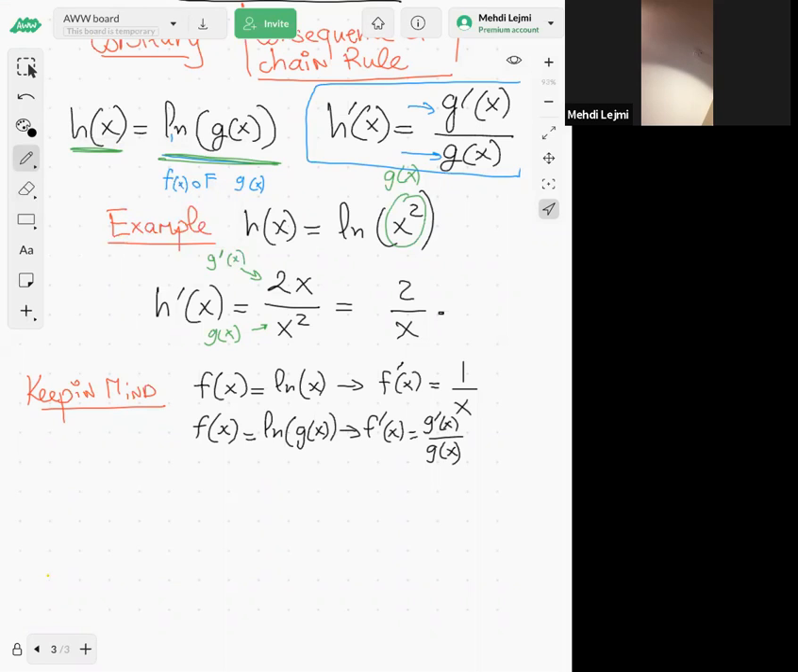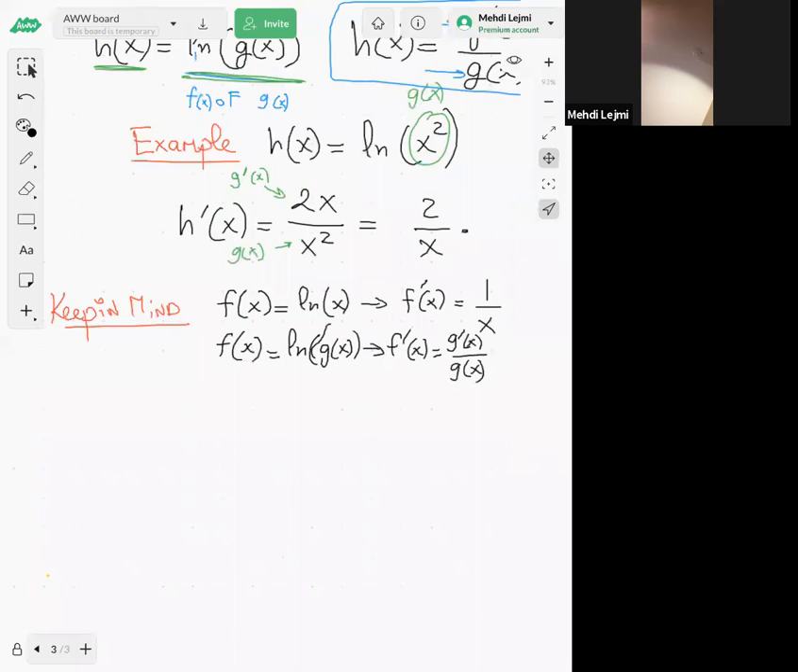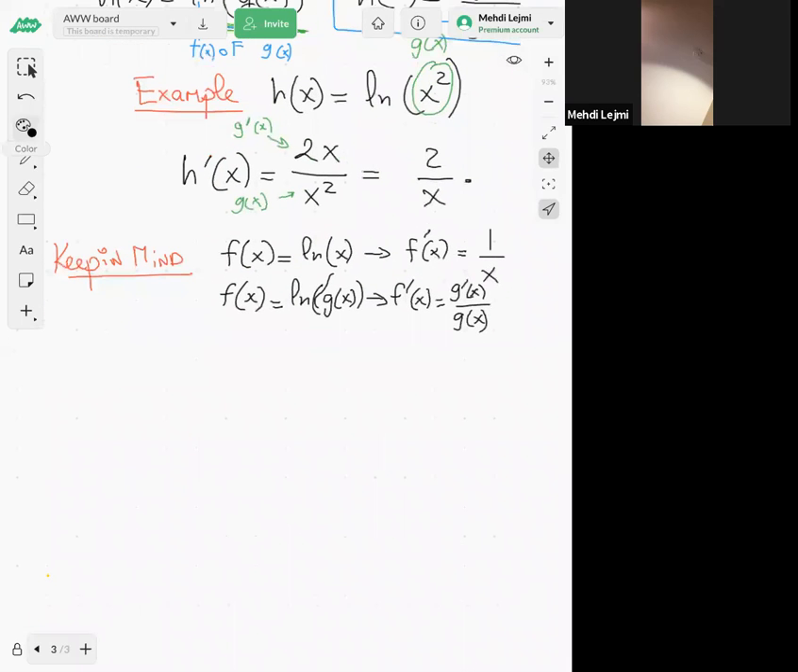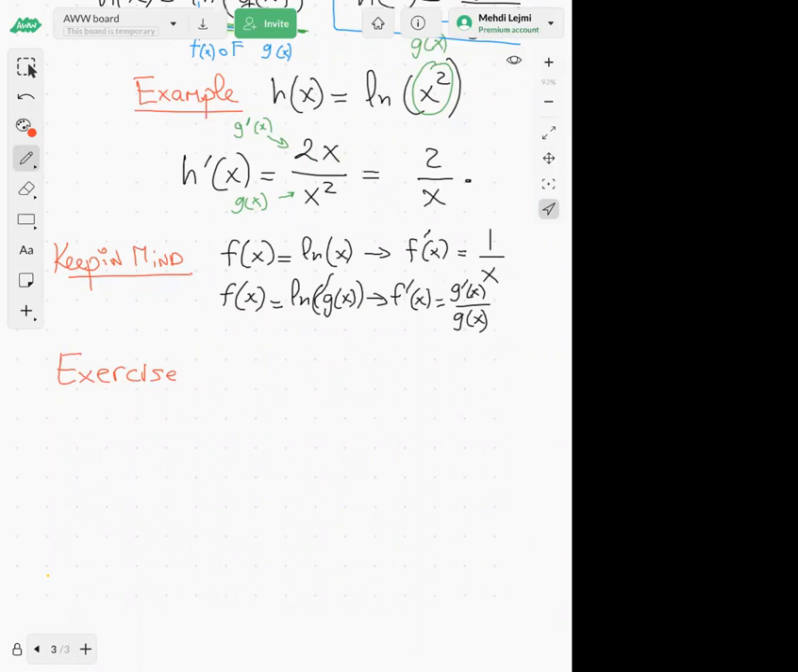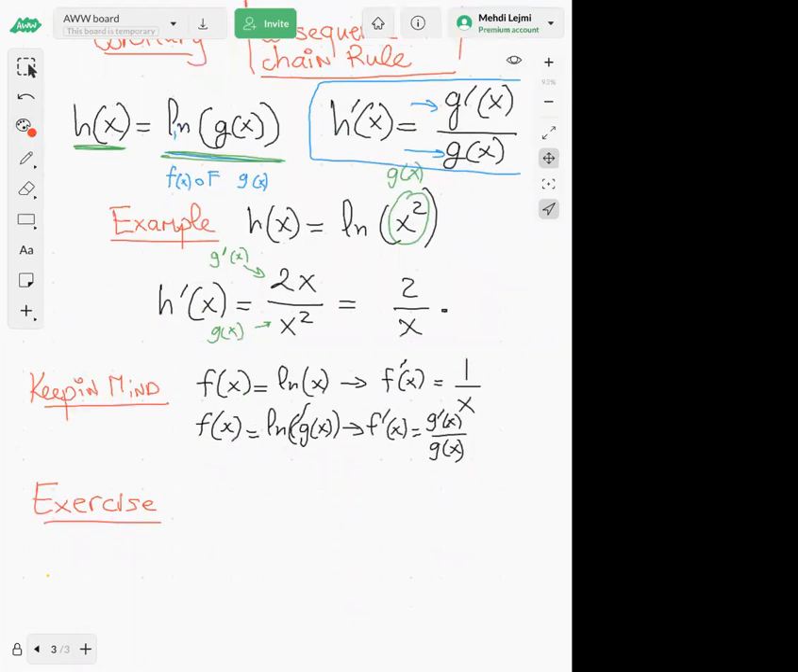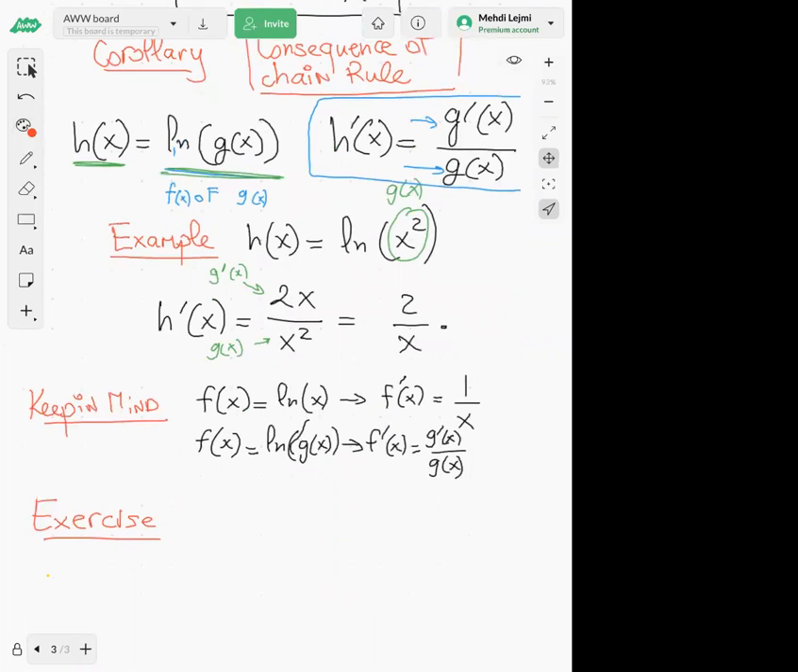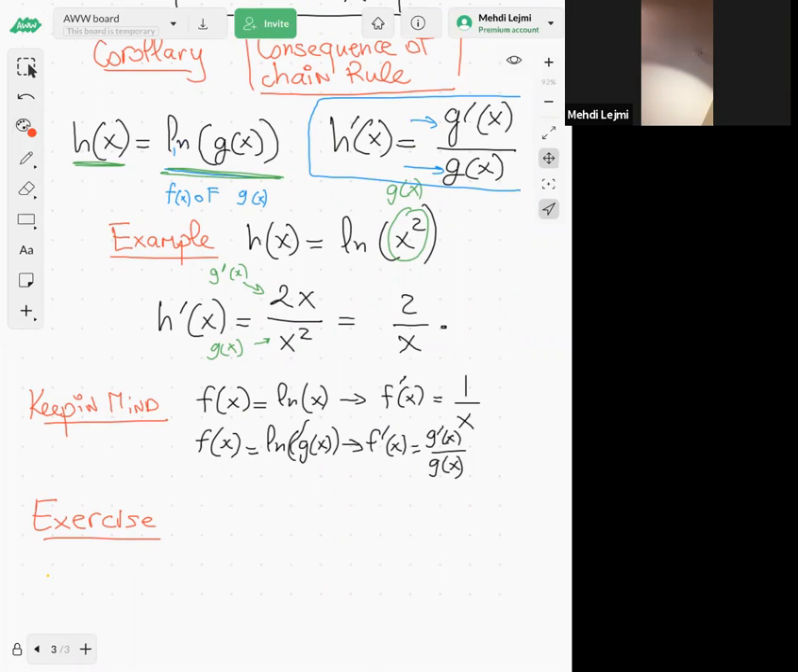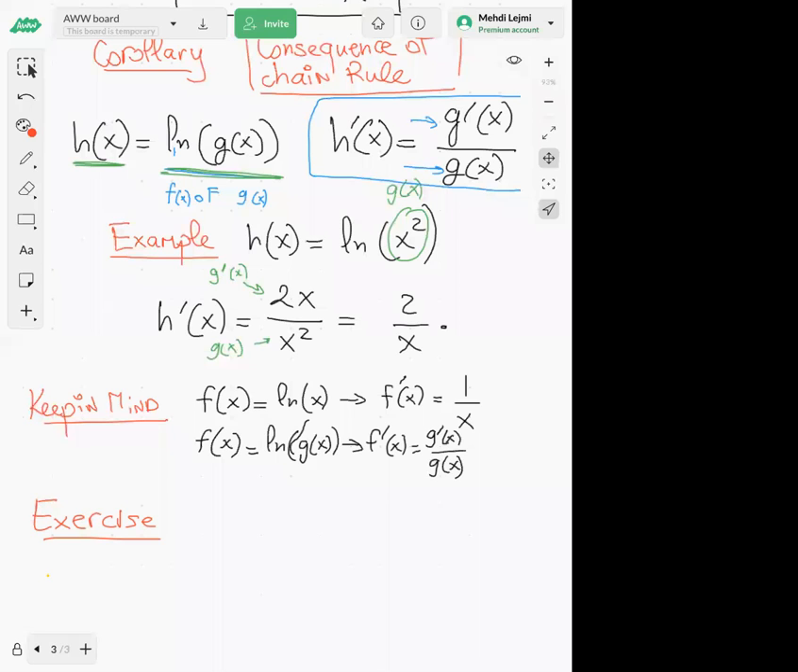So here's an exercise. Professor, I have a question. Yes, please. So you would only perform the chain rule, the consequence of the chain rule, if you have natural log of g of x? Yes. If you have natural log of g of x, then yes, you're right. Okay, thank you.